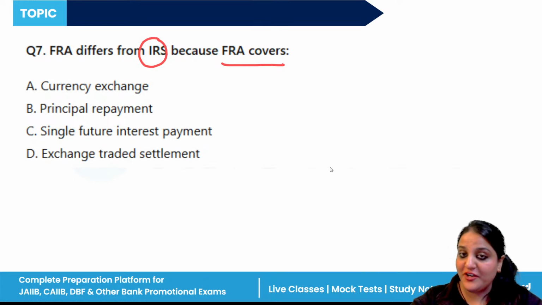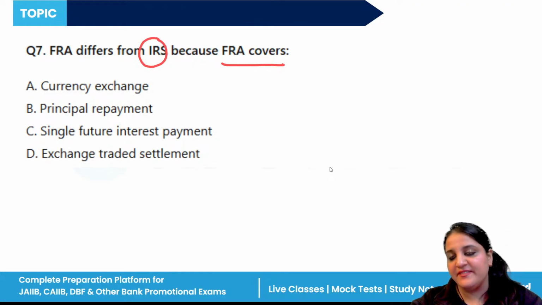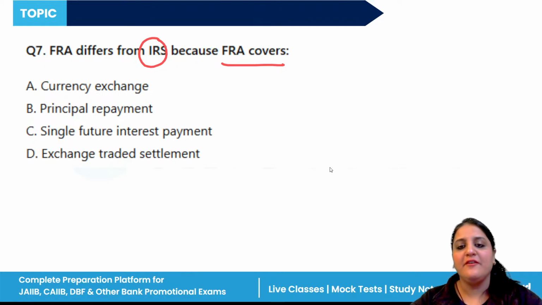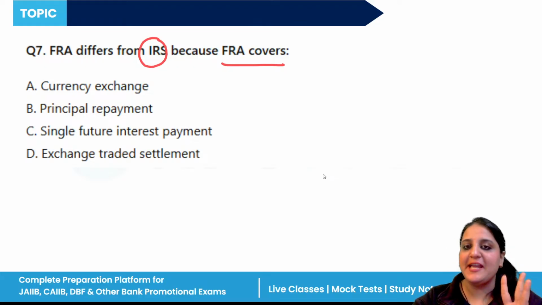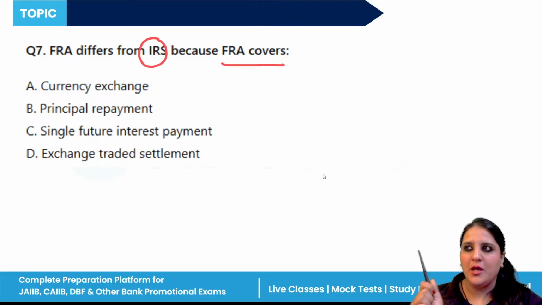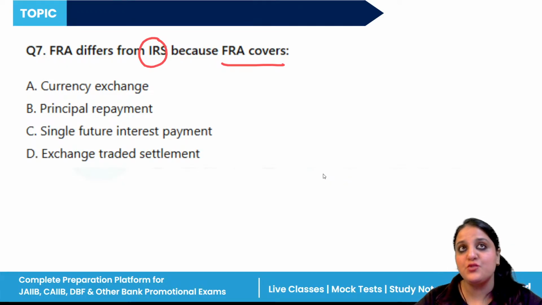But in forward rate agreements, there is a single future interest payment. In IRS there are multiple payments. Currency swap completely depends on the exchange of cash between the different parties, right? So we can say there are three types of currency swaps: principal only swap, coupon only swap, and principal plus interest swap.